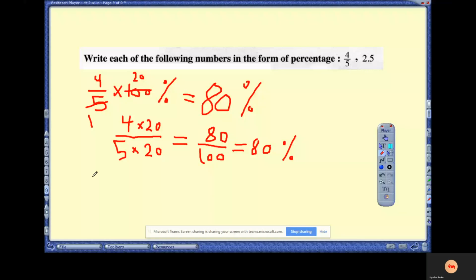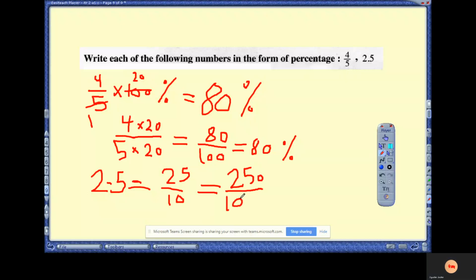2.5, you can make it 25 over 10 and multiply the two terms by 10, it will be 250 over 100. It will be 250%.